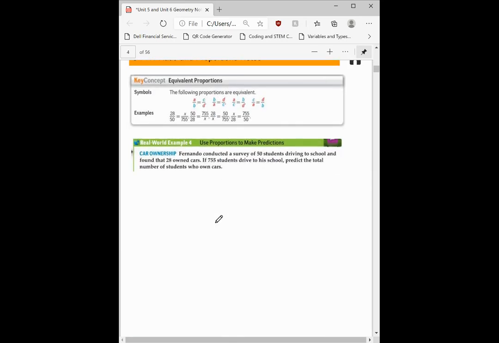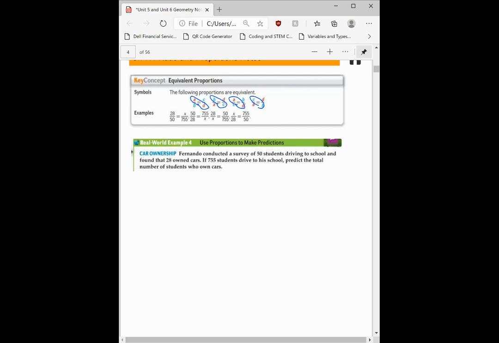Look at this key concept, equivalent proportions. The following proportions are equivalent: A over B is equal to C over D, B over A is equal to D over C, A over C is equal to B over D, and C over A is equal to D over B. So it's saying that in some cases we could flip this around, and no matter what, we're still going to cross multiply the same products. We're still going to multiply A times D, B times C. Same thing.